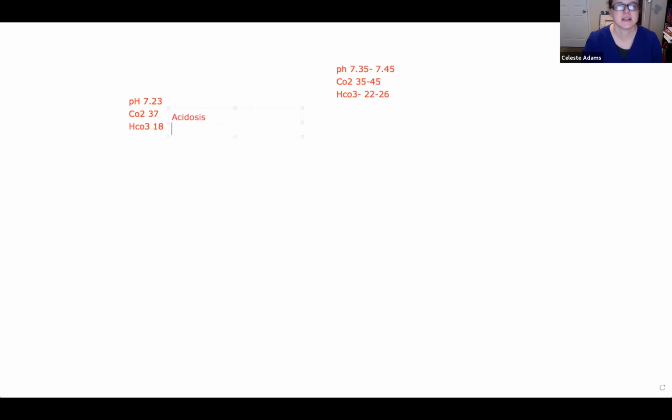So that's the first thing you're going to look at, your pH, to determine whether or not it's acidosis or alkalosis. Then you're going to look at your CO2. Is your CO2 normal or is it abnormal? Normal. Okay. CO2 is normal. So we know it's not respiratory, because the CO2 is normal. However, I'm going to teach you another little trick to understand this.